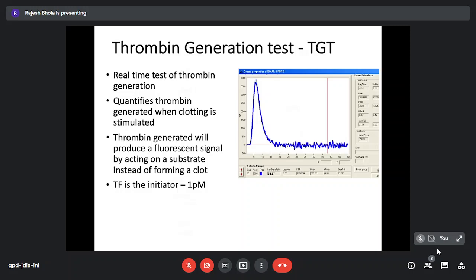This thrombin generation test is more of a research test, not usually available in all places, but it is a real-time test that looks into thrombin generation. It quantifies the thrombin generated when clotting is stimulated, and this thrombin will produce a fluorescent signal by acting on a substrate instead of forming a clot. And what initiates the thrombin generation? It is initiated by the tissue factor.